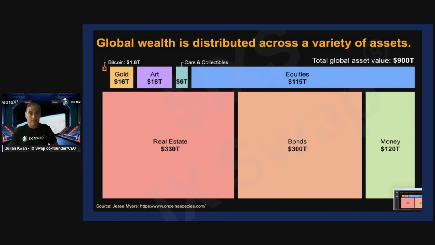So here is just for everyone trying to conceptualize this, right? On the top left is gold. So you can see Bitcoin, you can hardly see it, right? Right up in the top left. I missed it for a second. So we have a long way to go.